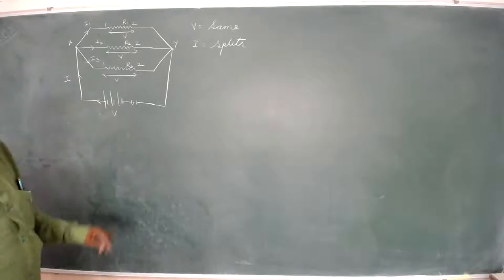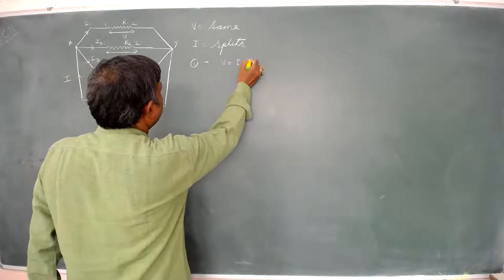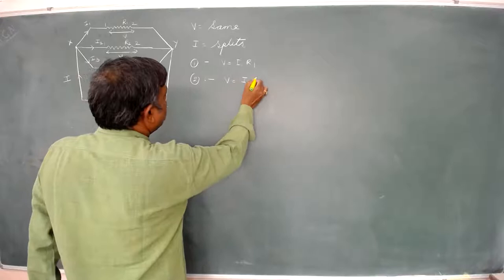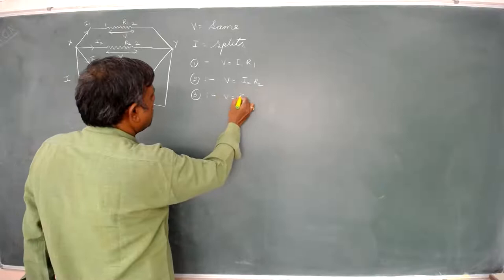For the first resistor, potential is equal to I1 R1. For the second resistor, potential is equal to I2 R2. And for the third resistor, potential is equal to I3 R3.